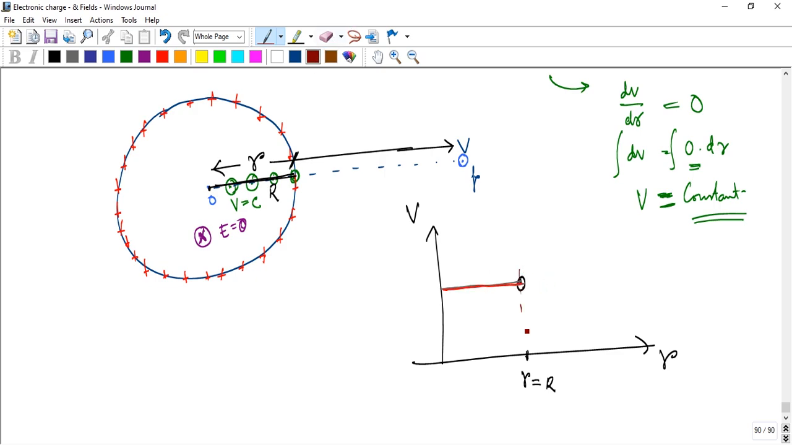Here the potential is constant, but outside the sphere the potential is proportional to 1 by R. So inside the sphere, the potential is constant at any point. Suppose here it is 10 volt, here also the potential is 10 volt, here also 10 volt. But inside the sphere, the electric field is 0.